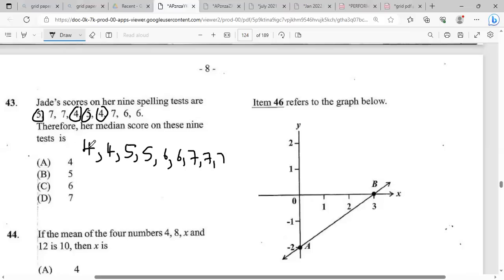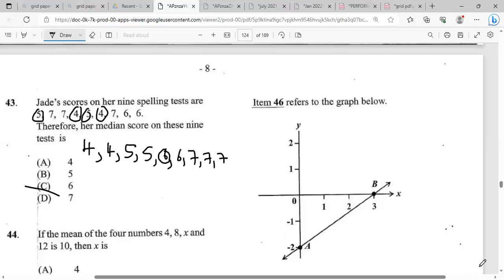So let's see, it's 9 numbers. So it's the fifth: 1, 2, 3, 4, 5. So it's a 6 in the middle. And you can double check: 1, 2, 3, 4 on the side, 1, 2, 3, 4. Let me say 6 and underline 5. Should be 6 though, all right? Good thing we caught it.